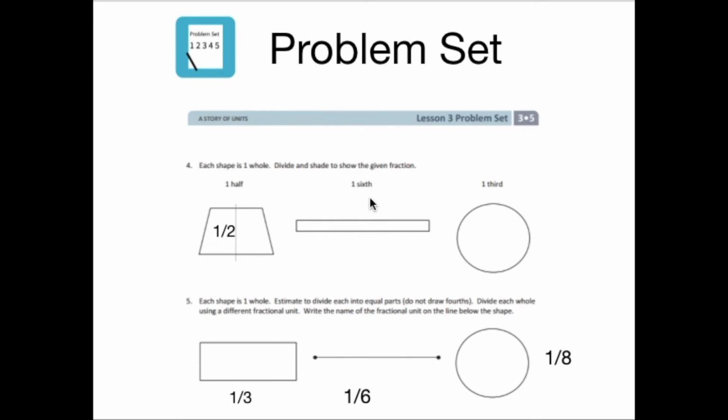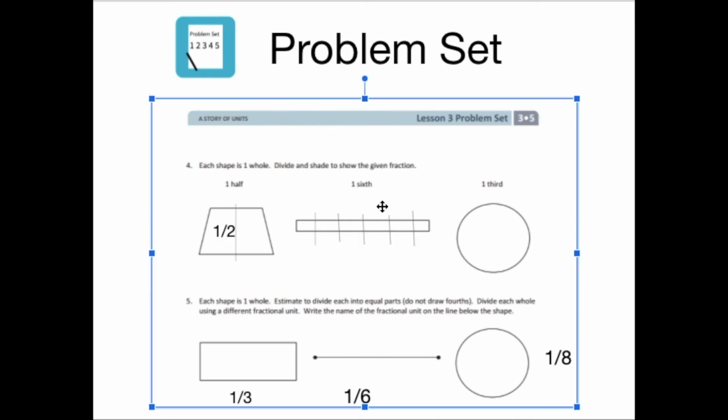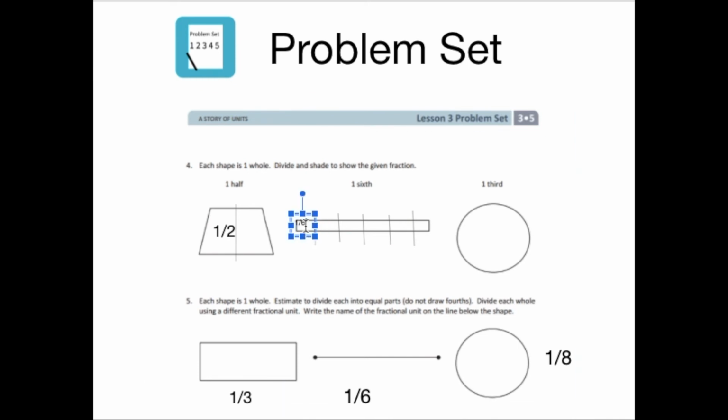Here we have the long rectangle. It's asking us to divide and shade 1/6. So I should have 6 parts by drawing 5 lines. 1 line, 2 lines. This isn't the easiest on the computer. 3 lines, 4 lines, and 5 lines. By giving this rectangle 5 lines, I have shown 1, 2, 3, 4, 5, 6 parts. I am now able to shade in 1/6. I'm showing 1/6.